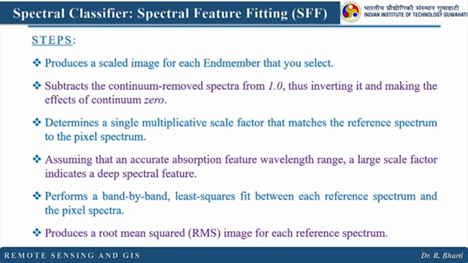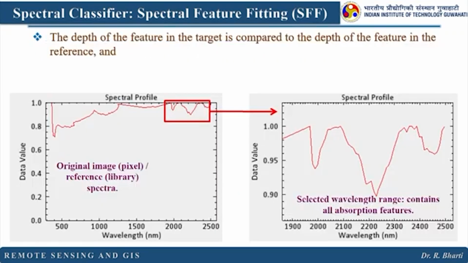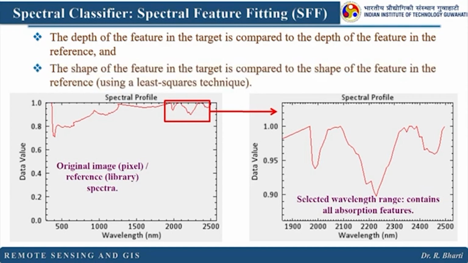So here basically you will have a scaled image for each end member and a corresponding RMSE image, right? The depth of the feature in the target is compared to the depth of the feature in the reference. The shape of the feature in the target is compared to the shape of the feature in the reference. So basically here we are going to compare two different things: the shape and the depth of the absorption feature. For that we have removed the continuum.